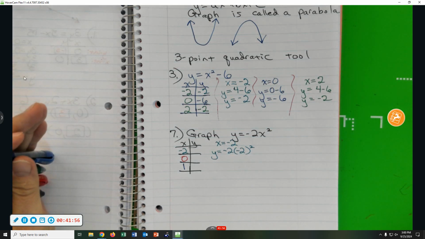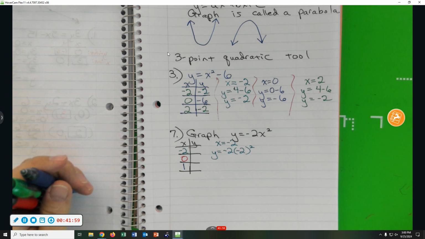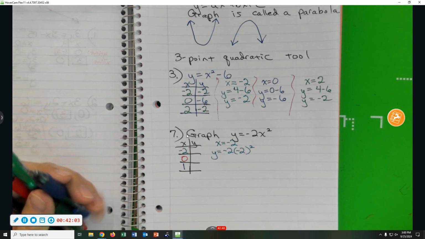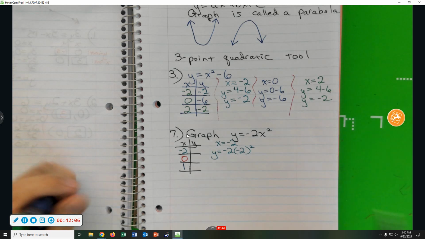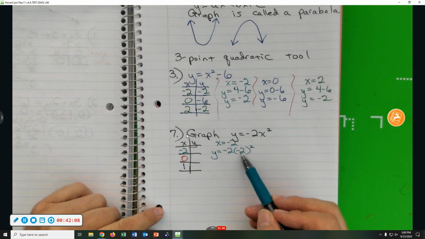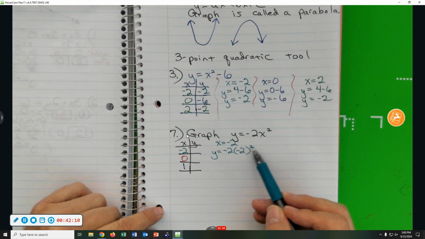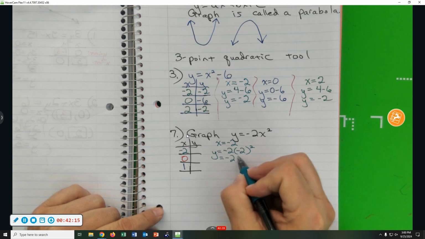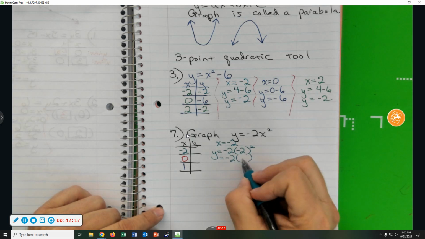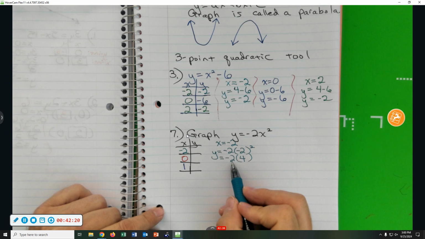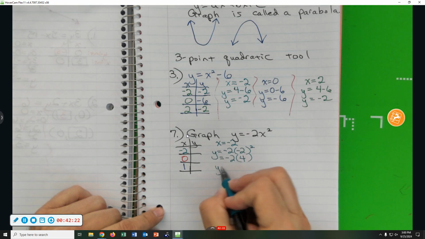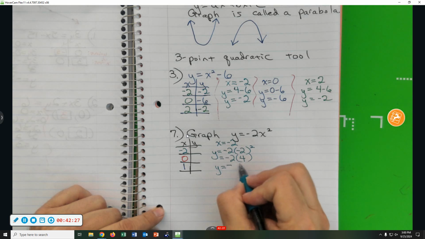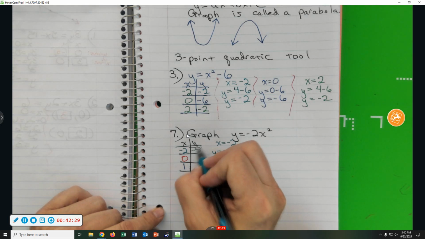Remember your order of operations. You perform exponentiation before you perform multiplication, division, addition, or subtraction. So the first thing you need to do is this exponentiation. What's negative 2 squared? Negative 2 times negative 2 is positive 4 times negative 2. What are we getting for our y value here? Negative 8. So there's the first ordered pair I'm going to plot.